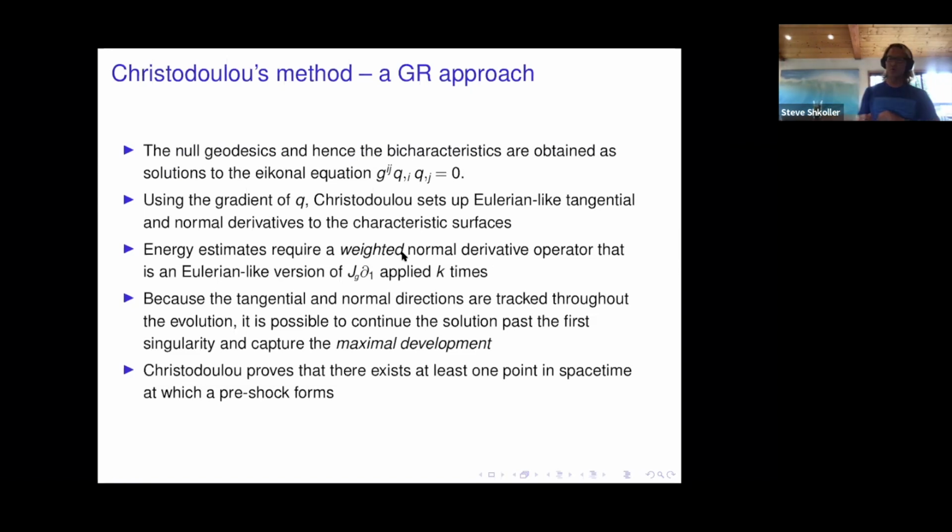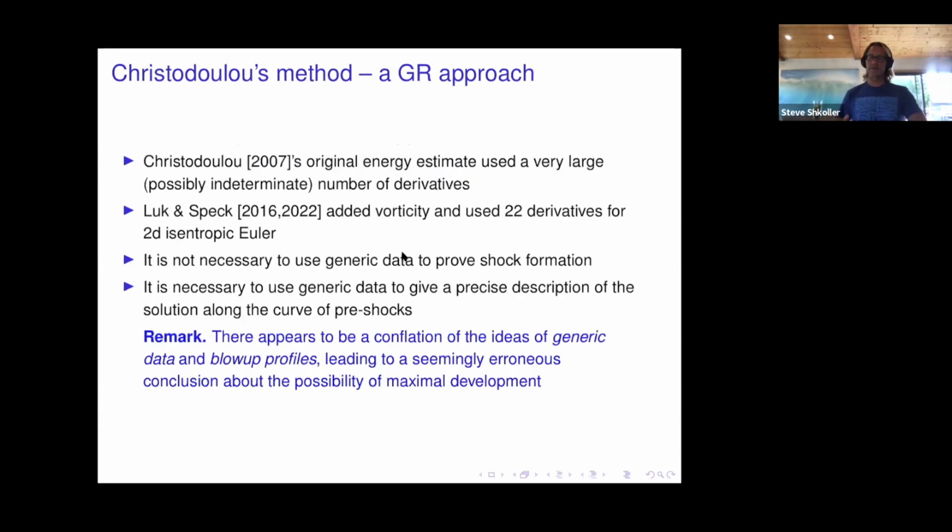So that's essentially this picture that I keep drawing. Christodoulou proves that there exists at least one point in space-time at which a preshock forms. And in his book, in the original method, there's a very large and perhaps indeterminate number of derivatives that are employed.